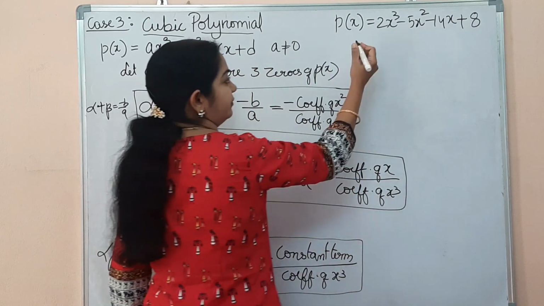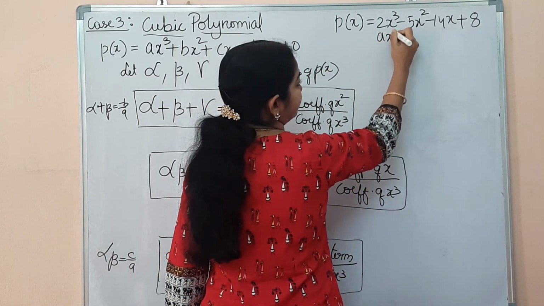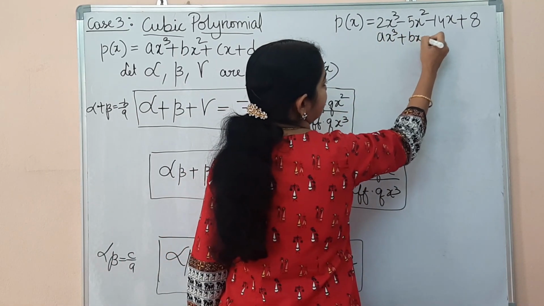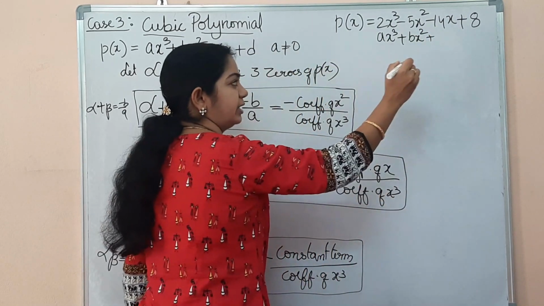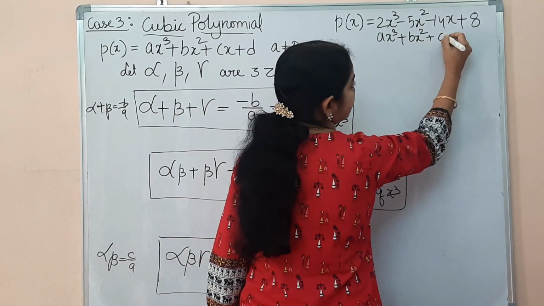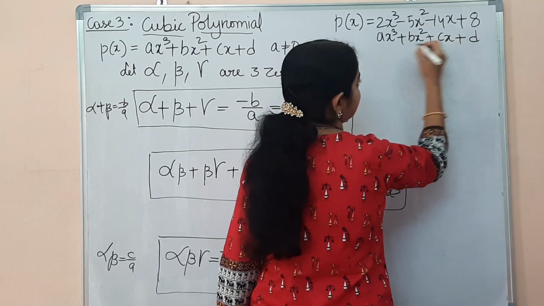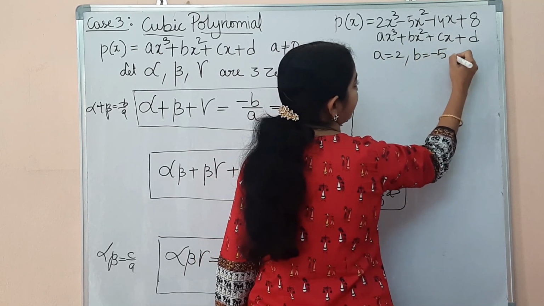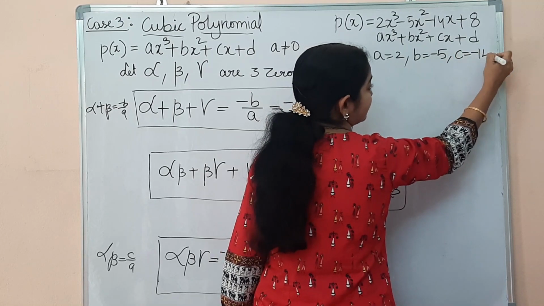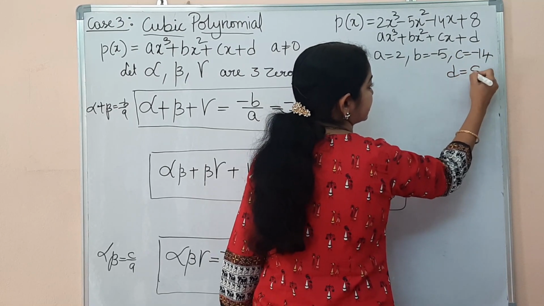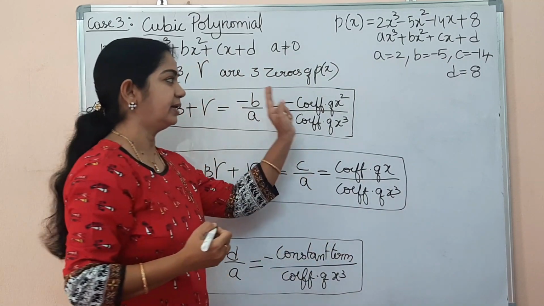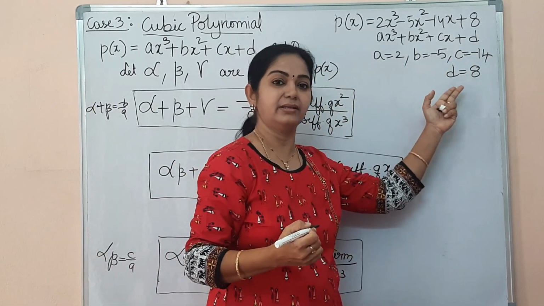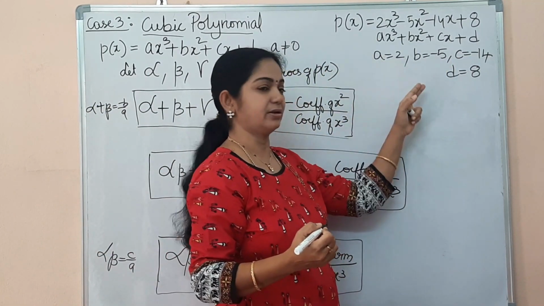Now, here we have to equate it to the general form first. Remember, in the general form we have only the additions, cx plus d. So, here a is equal to 2, b is equal to minus 5, c is equal to minus 14, d is equal to 8. First, write down the coefficients and the constant, seeing the general form.